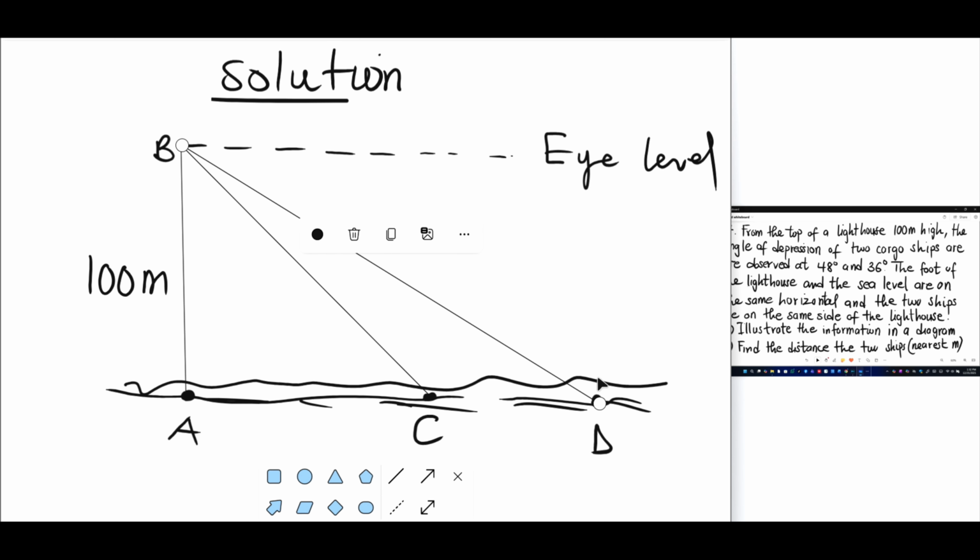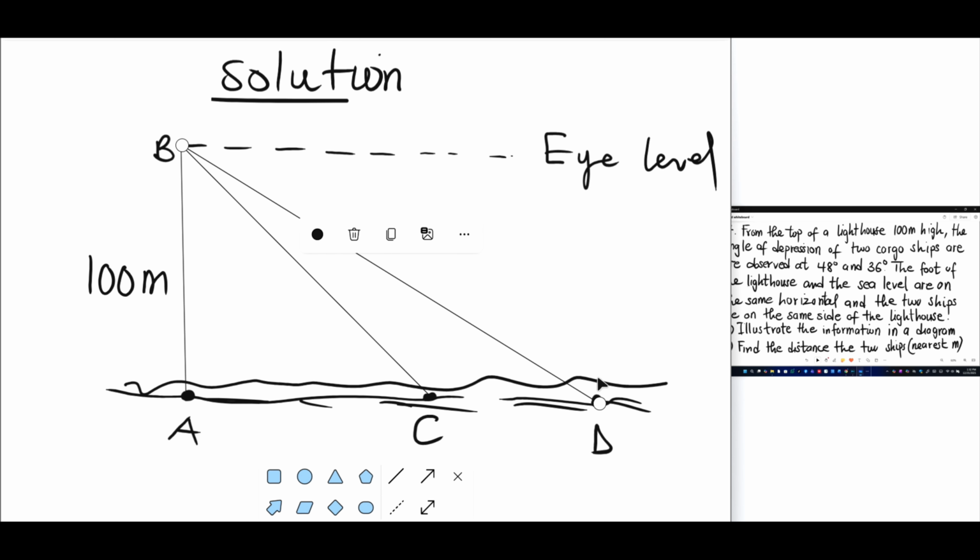So let us look at this one as well. So we have two of the angles. Now you should know that from here up to here, I mean, you should know that the whole of this angle is 90 degrees, right? Since the eye level is parallel to the sea level, so the angle is 90 degrees. Now the first angle of depression is 48.